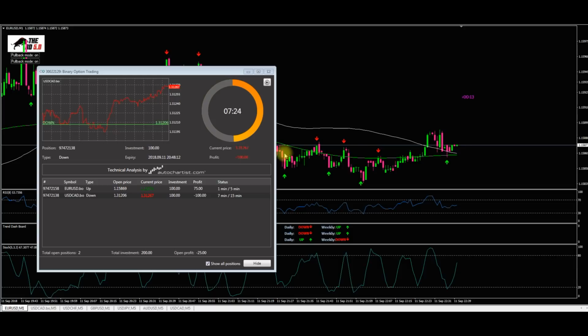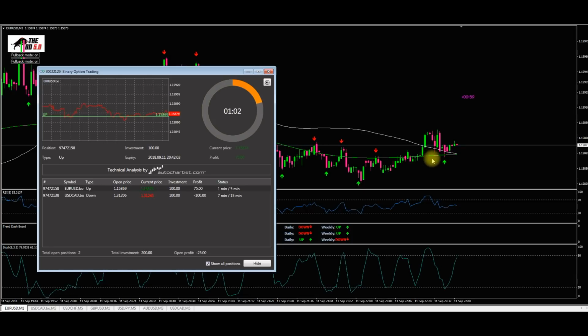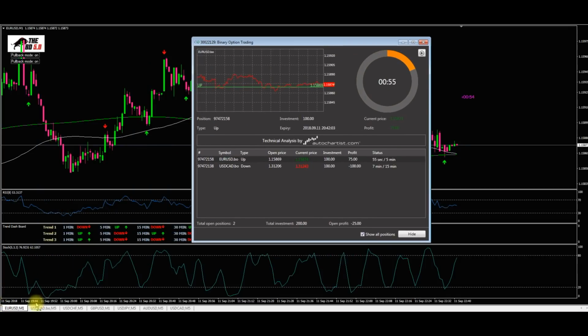1, 2, 3, 4. So this again is going to be a nice winner. That will give us 5-2, or 5-3 actually, because we're going to lose that CAD trade. So 5-3. You see how the price is shooting up now? It's going to be a nice setup, nice signal. Let me try and find you one more.